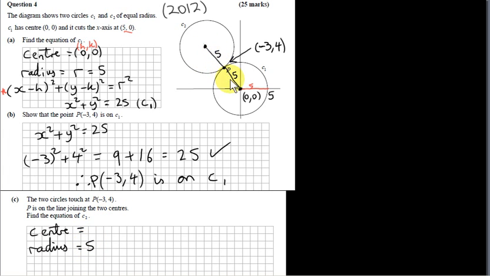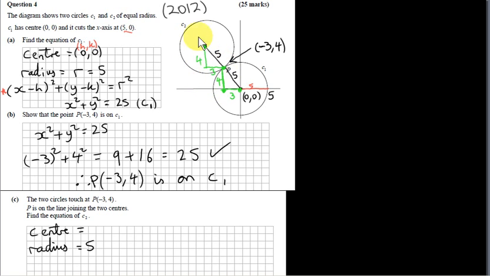But what's the center of C2? Well, we see that the center of C2 is the image of the center of C1, that's 0, 0, under central symmetry in the point P. Now, we can just work that out by considering two congruent triangles. These two right-angled congruent triangles. The distance from here to here is 3, because the x-coordinate of point P is minus 3. The distance from here to here is 4, because the y-coordinate of point P is 4. So we're just considering distances here. So it must be the same for this triangle here. This distance must be 3, same as this, and the vertical distance here must be 4.